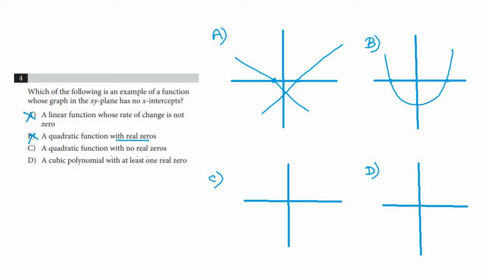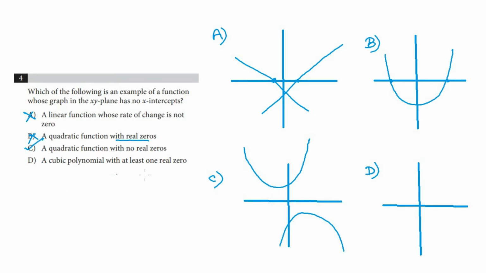Now, for a quadratic function with no real zeros, if it does not have any real zero, then it will look something like this, which does not cut the x-axis or touch it anywhere. It can also look like this too. So, it does not have any x-intercept. So, option C is true.